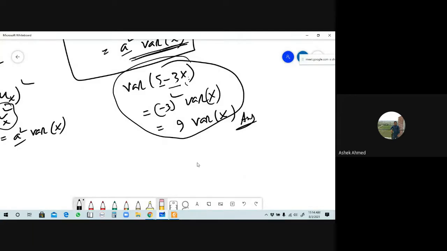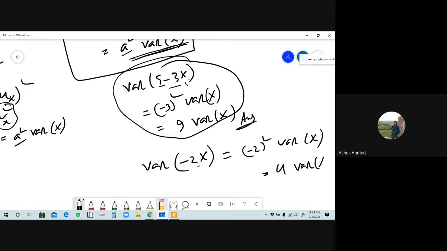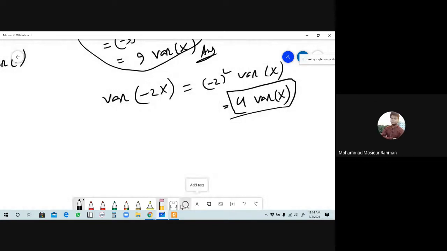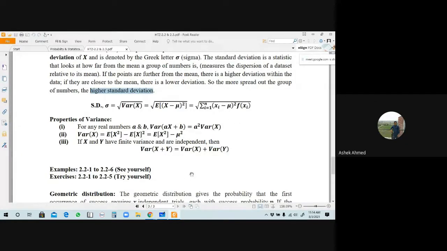In a similar concept, tell me the variance of minus 2x will be what? That will be given as minus 2 whole square into variance of x. So this gives 4 into variance of x. Is it right? Response me. Yes, sir. Okay. So this is how we complete the math. Okay, so this is formula 1.